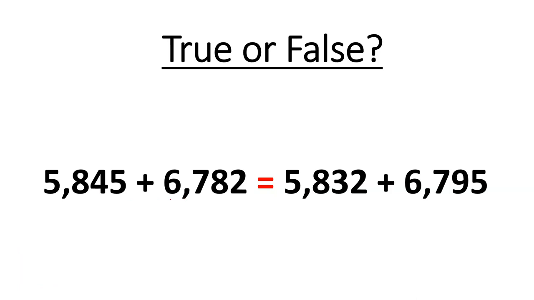Let's see. Which side do I want to play with? This side. Let's match 832 and 945, because in my head I'm thinking I need 3 more to make it 35. I need 13. And I can subtract 13 in my head. And I get 6,782 over here. So now this is equal to this. 6,782 is equal to that. So yes, it is true.